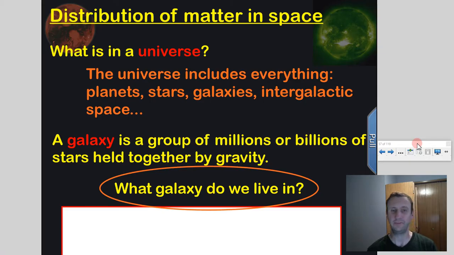First of all, this is really important, this idea of what's biggest and then next and next. So you've heard the terms universe and galaxy. The universe includes everything: planets, stars, galaxies, intergalactic space. It is everything. A galaxy is a large group of millions or billions of stars held together by gravity. Normally in the middle of a galaxy you have a black hole that everything is moving around. But it's a collection of many stars and solar systems, all together in the same galaxy.